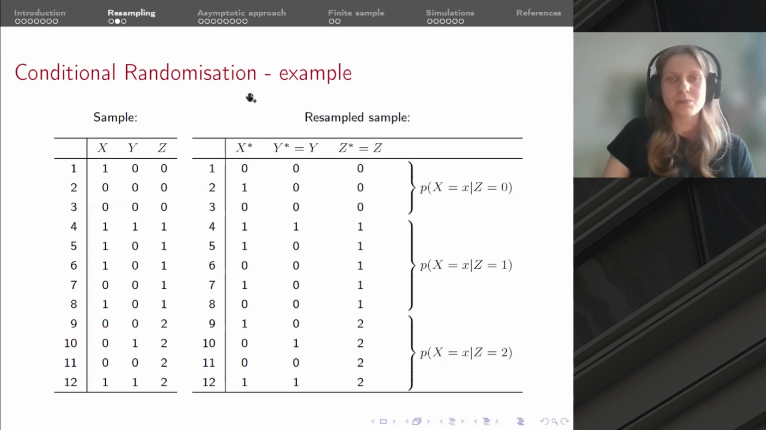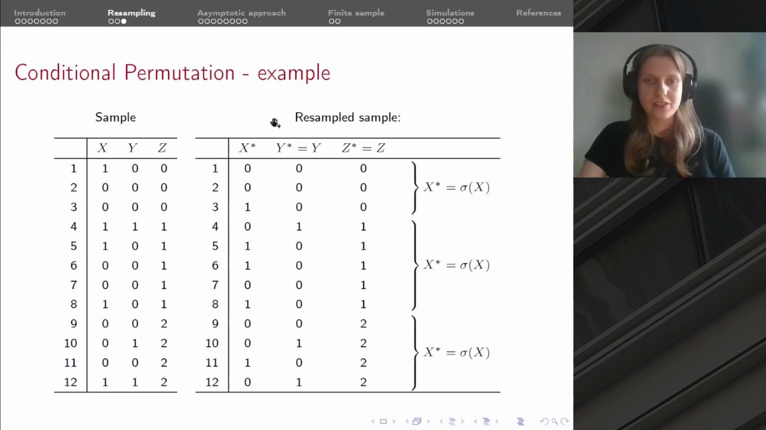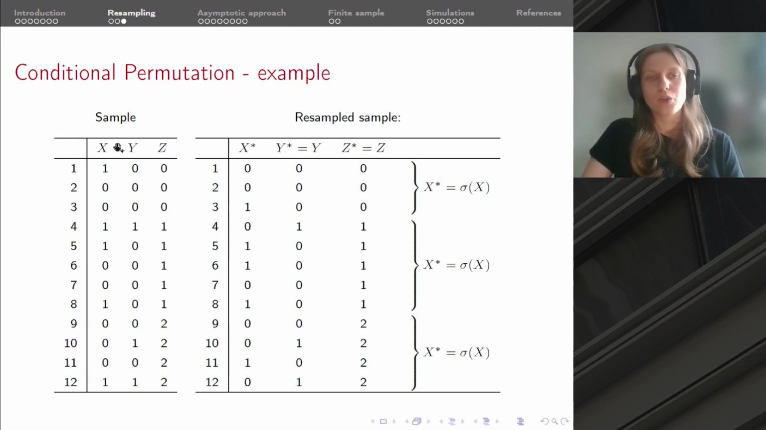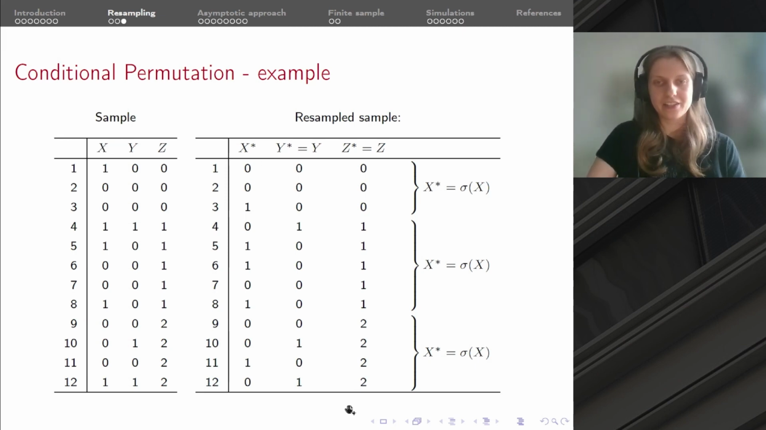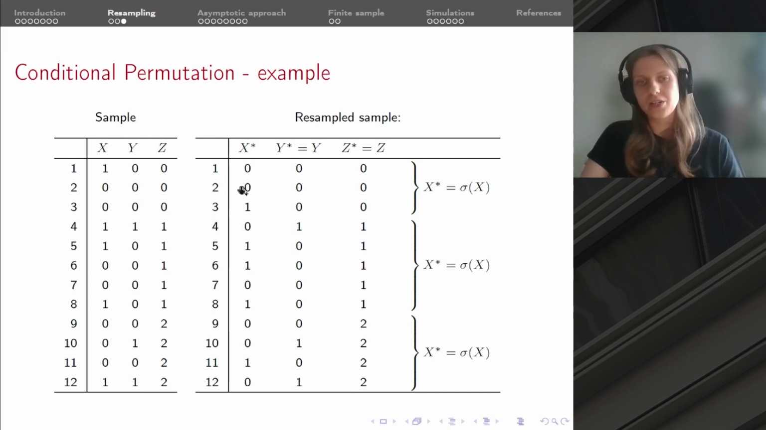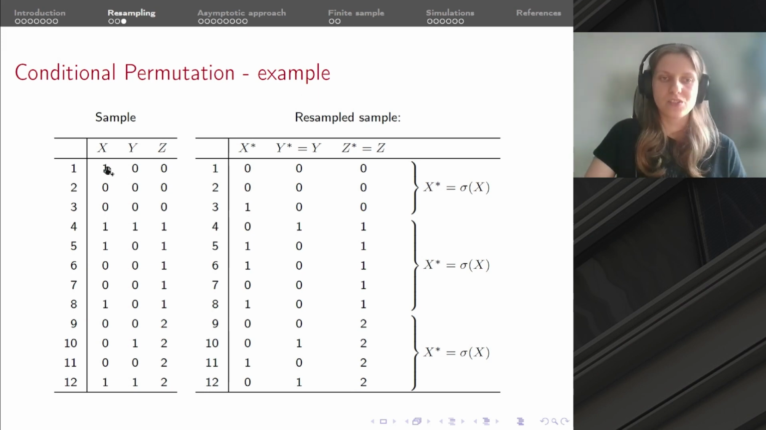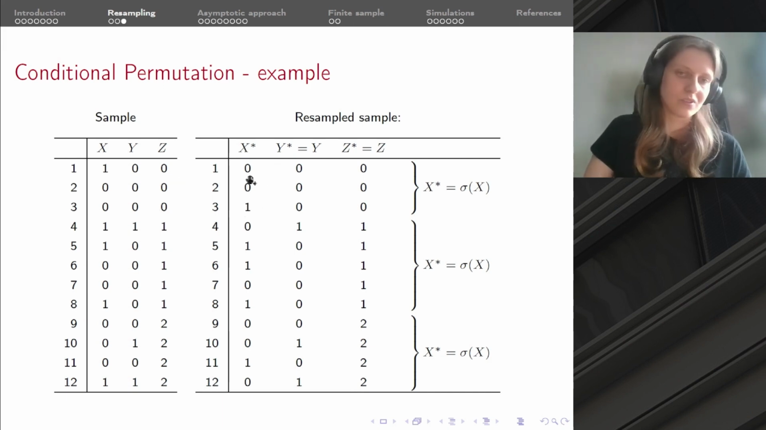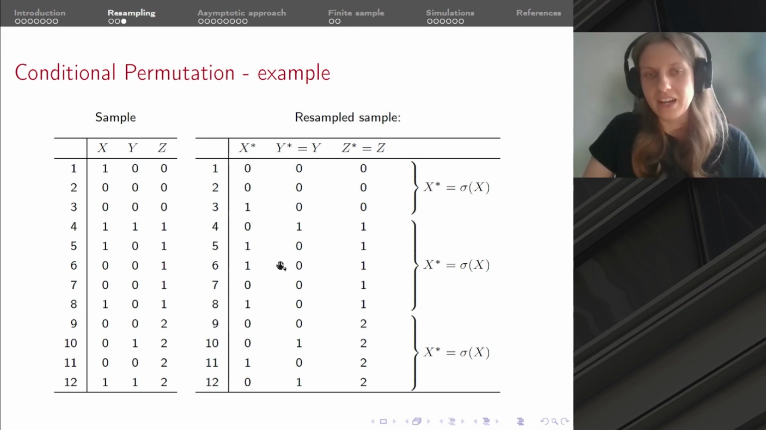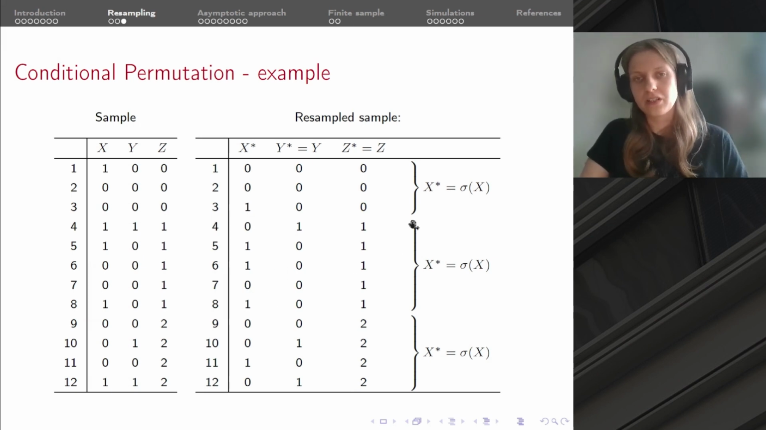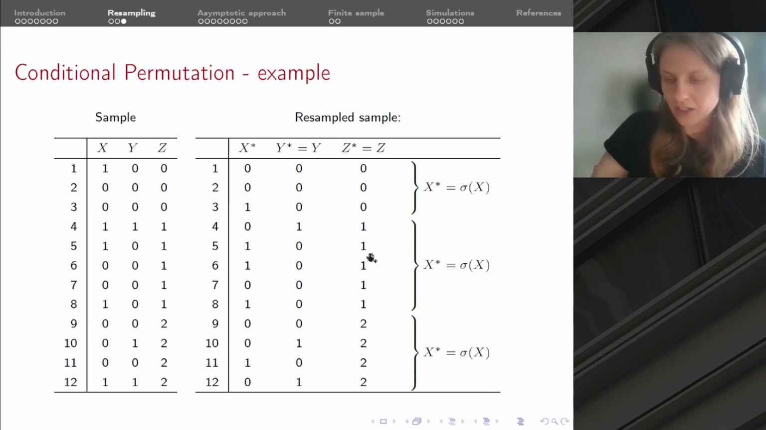For conditional permutation, we do almost the same thing, because we also copy the Y's and Z's. These are the same vectors as previously. And now, instead of resampling X star, we permute X star. So here we have 1, 0, 0 for that layer of Z. And here are the permuted values of X star, so 0, 0, 1, for example. And we do that for each layer of Z independently.